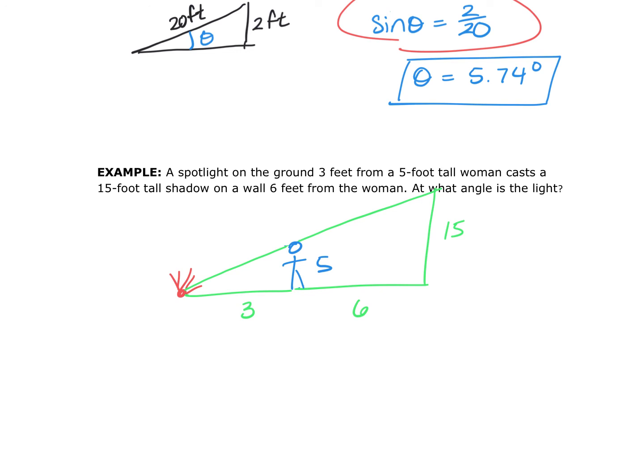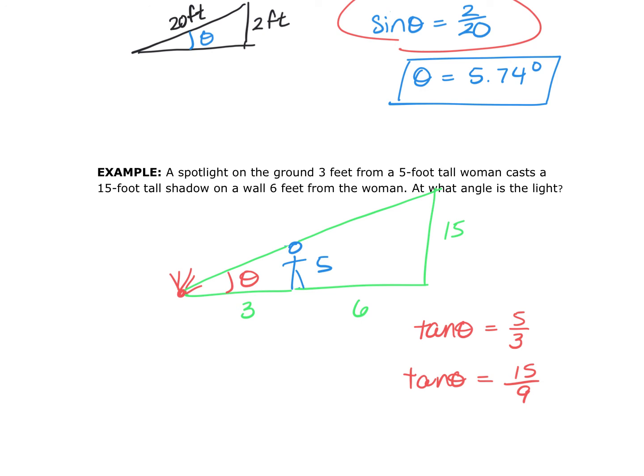Okay, we want to know the angle of a spotlight. It cast a 15-foot shadow 6 feet from the woman. What is the angle of the light? So this is theta. I could use one of two ways of doing it. I'm going to use tangent. So I could say the tangent of theta would be 5 over 3. Or I can say the tangent of theta is equal to 15 over 9. It's the same ratio. It doesn't matter which one.